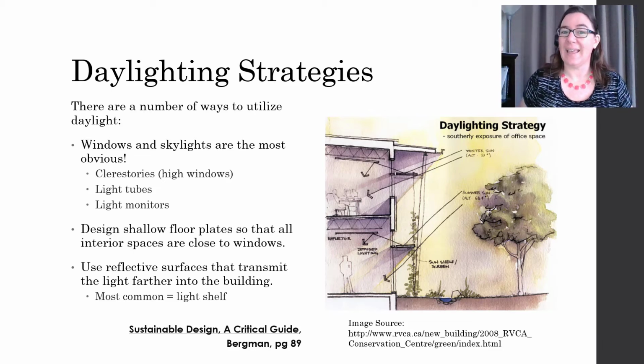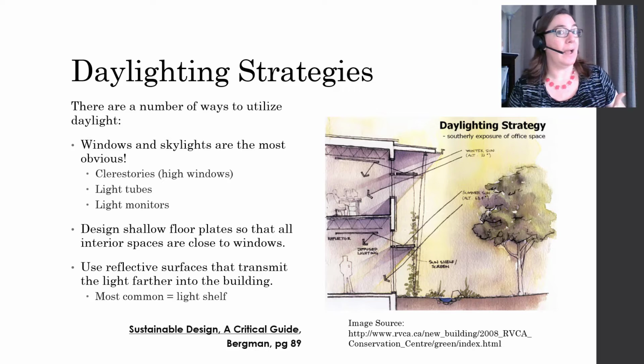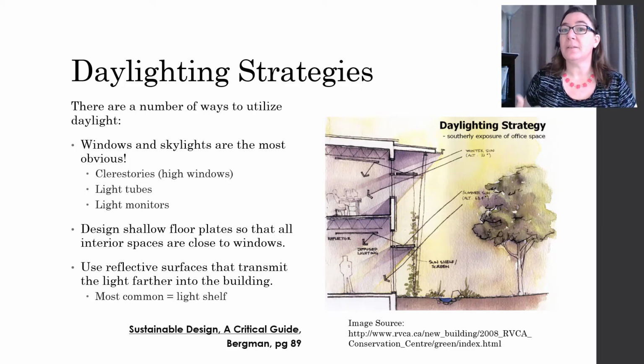Well, windows and skylights are the most obvious way to bring light into your building. There's a couple different options. You can use clerestories, light tubes, skylights, and monitors. All right. You also want to keep an eye on the different floor plate design. And now I'm talking about the size and shape of your actual building.